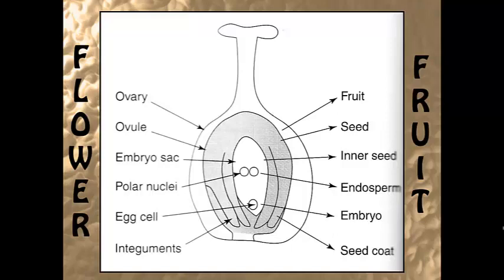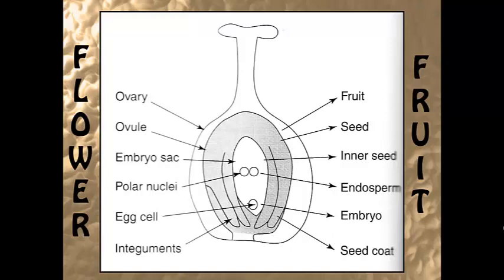So, for example, the ovary of the pistil in the flower, that whole thing, after fertilization becomes the fruit, and each ovule in the ovary becomes a seed. Now, it's not all that important to me that you remember that the embryo sac forms the inner seed, or that the integuments form the seed coat. But I do want you again to remember that those polar nuclei after fertilization, after fusion with the pollen cell, become the endosperm, and then the egg cell after fusion with the pollen cell becomes the embryo.